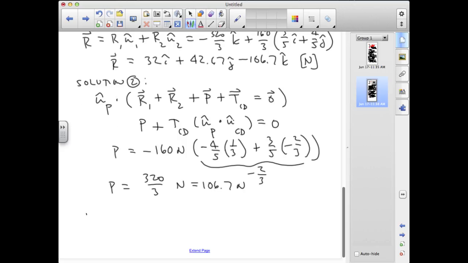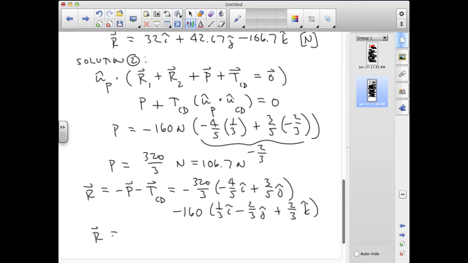I can then reconstruct R, the reaction force, by moving P and TCD over to the right-hand side of the vector form of the equilibrium equation. That gives me this result, and if I put all that together, I get exactly the same form for R that I had for the first solution.